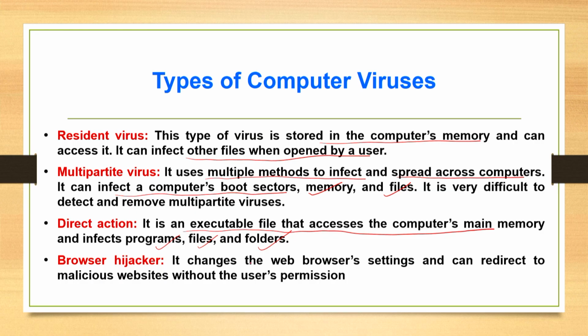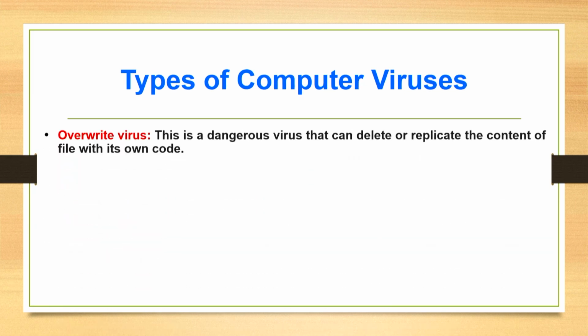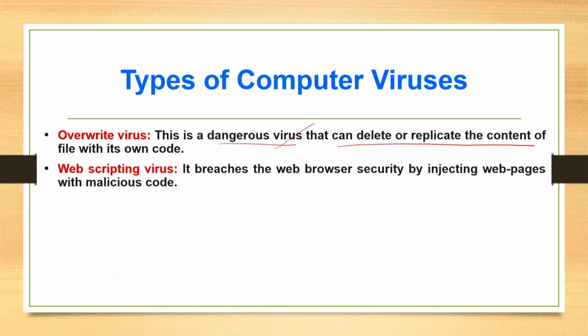Browser hijacker changes the web browser settings and can redirect to malicious websites without the user's permission. Another type is the overwrite virus. It is a dangerous virus. Why? Because it can delete or replace the content of a file with its own code. So, it is very difficult to handle this. Web scripting virus breaches the web browser security by injecting web pages with malicious code.